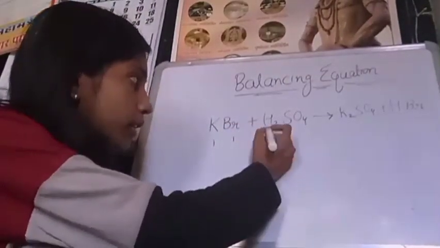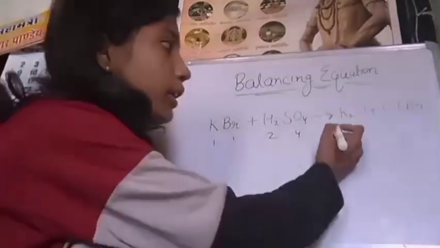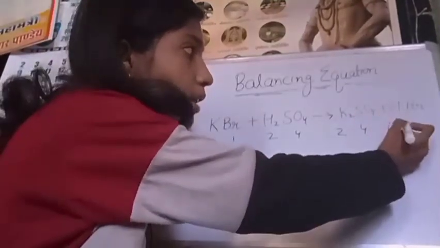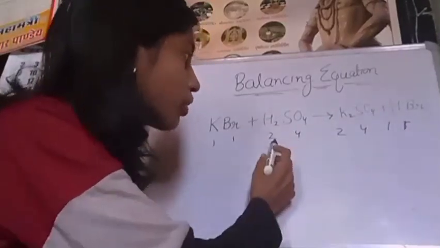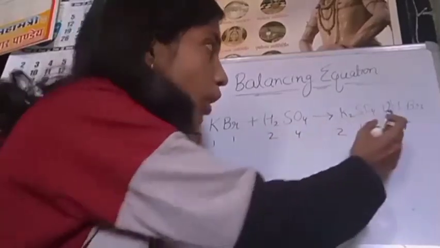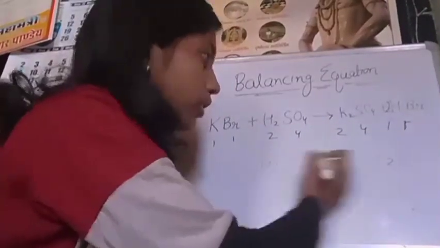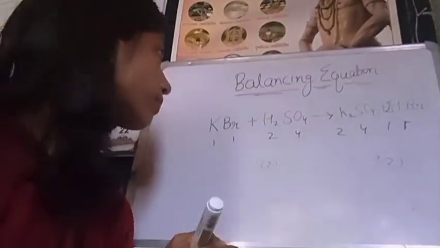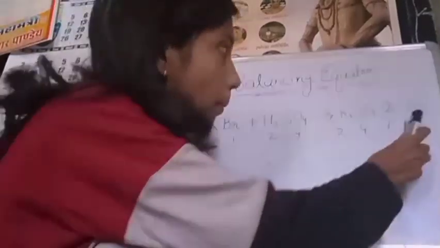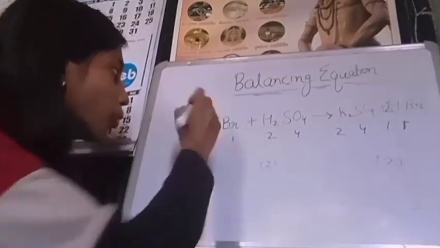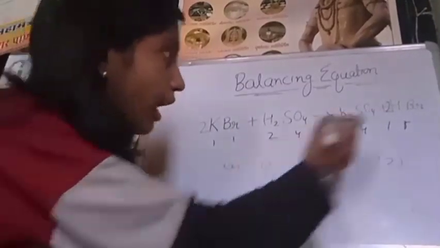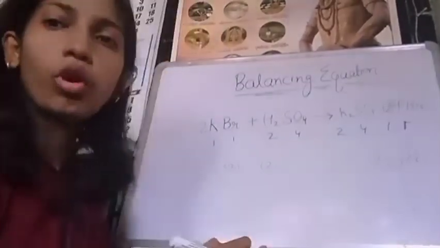K1, Br1, H2, SO4. K2, SO4, H1, Br1. Then hydrogen is 2 and hydrogen is 1. Add 2. Hydrogen is 2, hydrogen is 2. This is balanced. Br is 2, but Br is 1. So here add 2. So Br2 and Br2. This is also balanced.